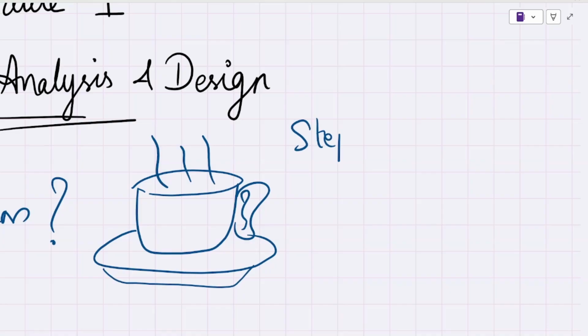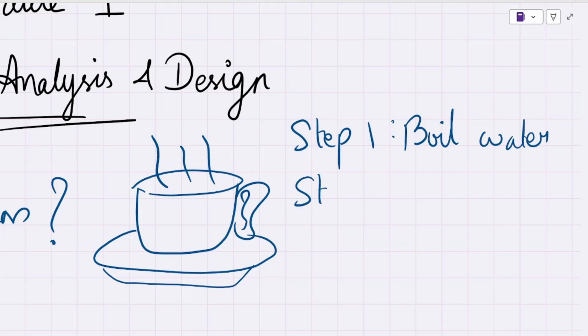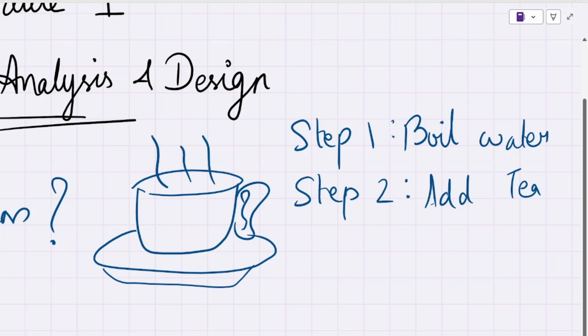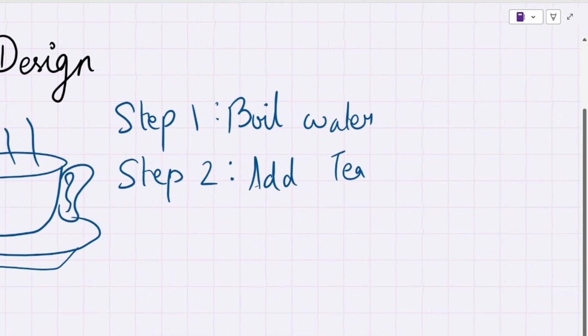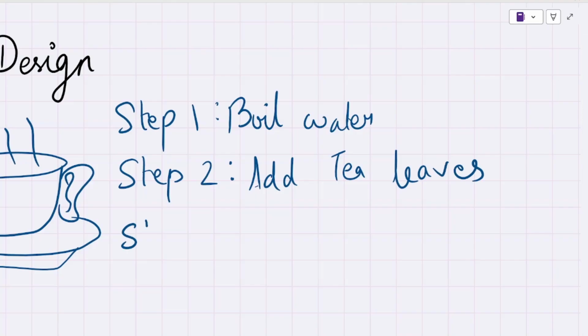Okay, step 1. What do you do first? You need to boil water. Yes. Okay, once the boiling is done, you have to add tea leaves. Okay, that is the important part. Add tea leaves. Then, what is step 3? You can add milk if you want to. That is optional. If you want a milk tea, you can add milk. Otherwise, you can just go to the next step.